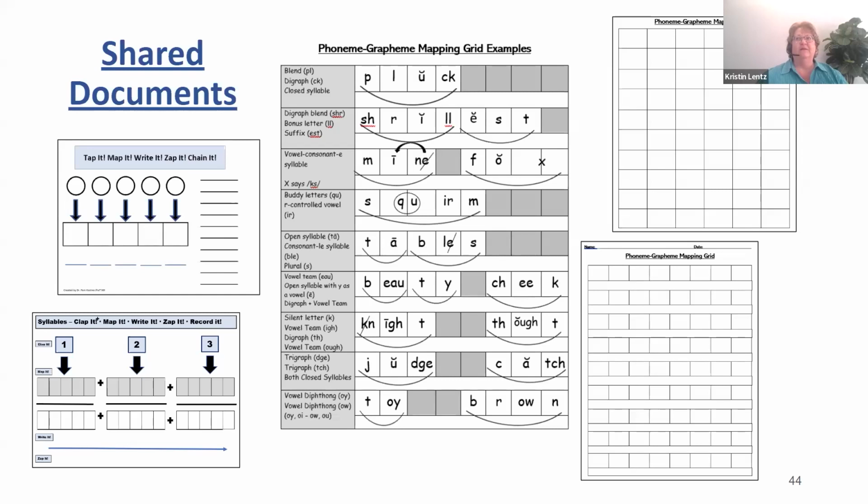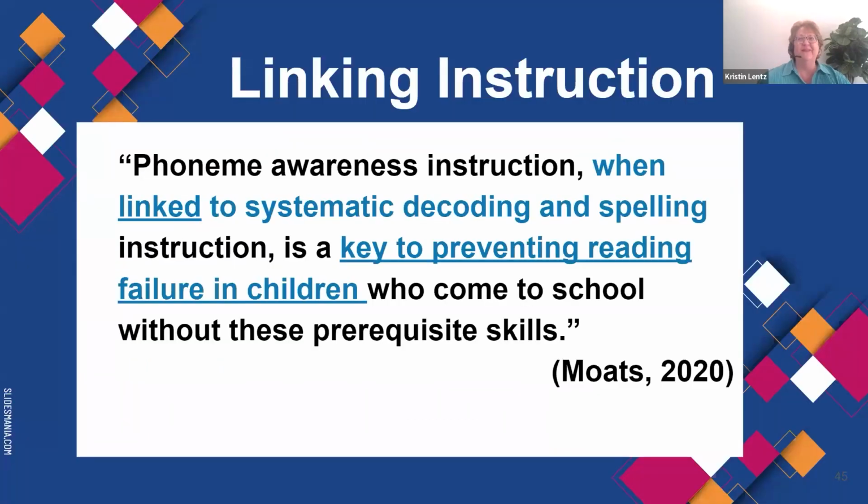Again, the Phoneme-Grapheme mapping grid examples are based a lot on, or adapted from, the book by Dr. Catherine Grace. Why is this important? Once again, Louisa Moats says phoneme awareness instruction, when linked to systematic decoding and spelling instruction, is a key to preventing reading failure in children. So this is a fabulous strategy to help our kids make these connections.